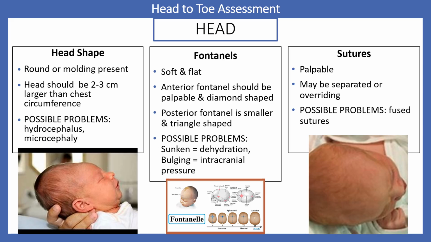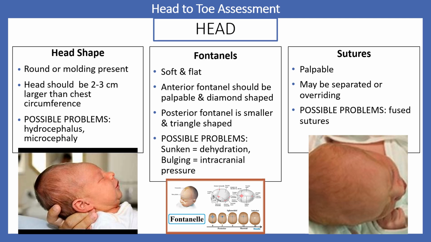Expected findings for a newborn's head would be a round head with a soft and flat anterior fontanelle and palpable sutures. Some normal variations include molding, to allow the newborn's head to fit through the vaginal canal, and separated or overriding sutures. Possible problems include microcephaly, which is a small head, sunken fontanels, which means dehydration, bulging fontanels, which means intracranial pressure, or fused sutures.